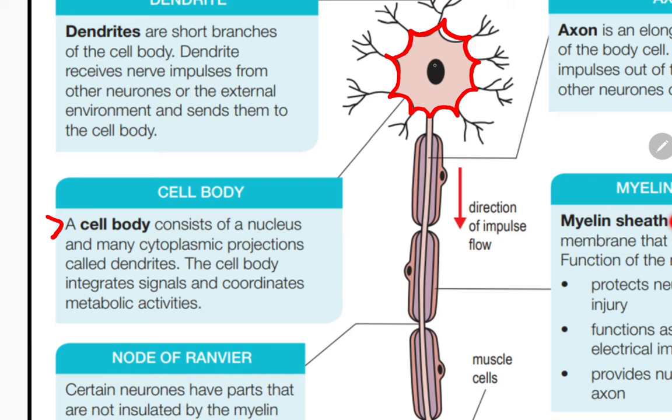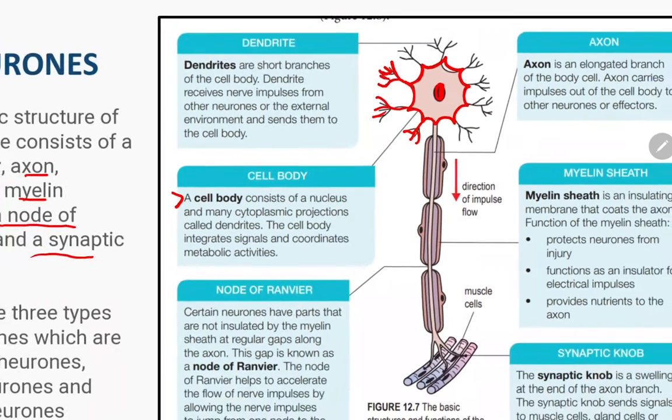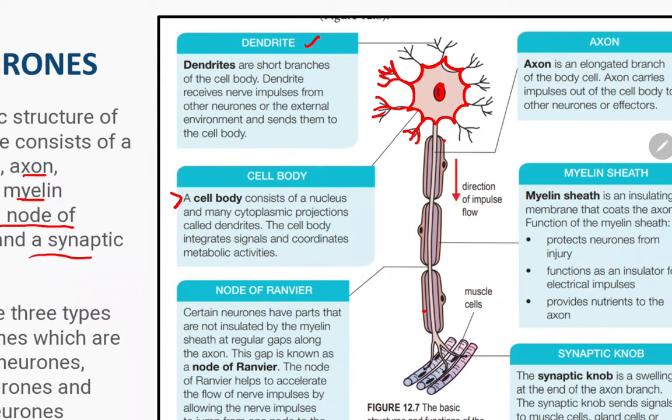The cell body consists of a nucleus and cytoplasmic projections. Projections means branches. The branches that project out from the cell body are called dendrites. The cell body integrates signals and coordinates metabolic activities. So it receives signals or information or impulses and coordinates metabolic activities.